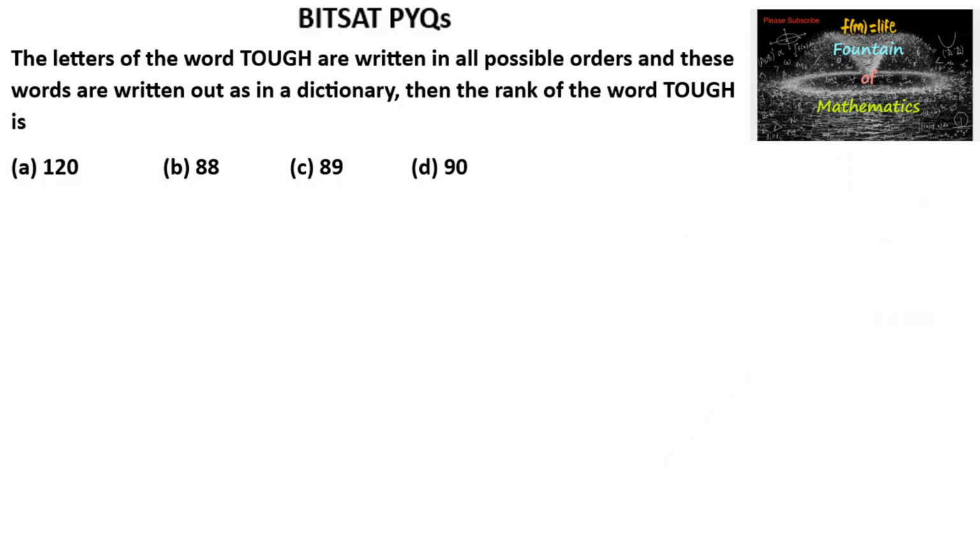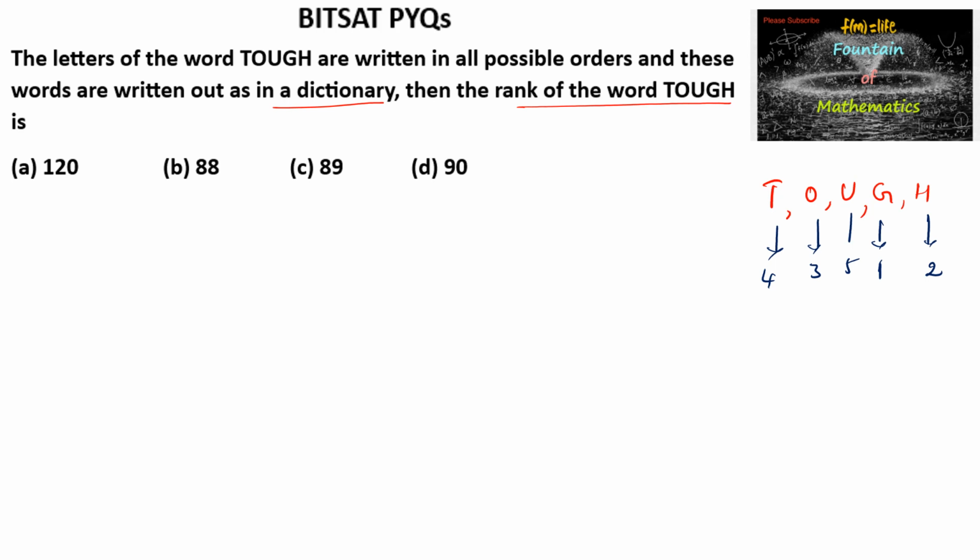The letters of the word TOUGH are written in all possible orders, and these words are written out as in a dictionary. Then what is the rank of the word TOUGH? First, let us identify the position of the letters. We can say G is the first letter in alphabetical order, and then H is the second, and then O, and then T, then last U.